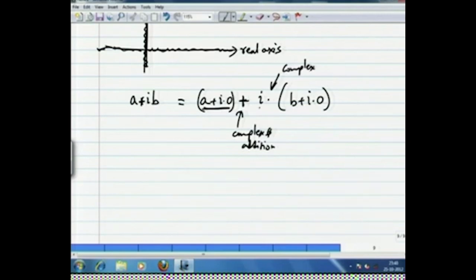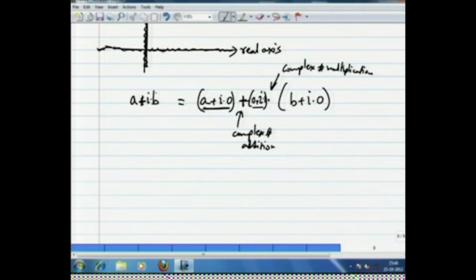When you multiply the complex number i, which is 0 plus i times 1, that is again a notation, and you multiply that to the complex number b plus i times 0, complex number multiplication, and then add it with the complex number rules to a plus i 0, you get back your complex number a plus i times b. So, in that sense this plus and that dot represent your complex addition and multiplication.